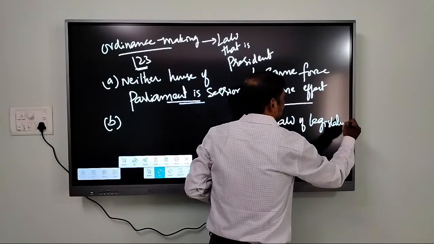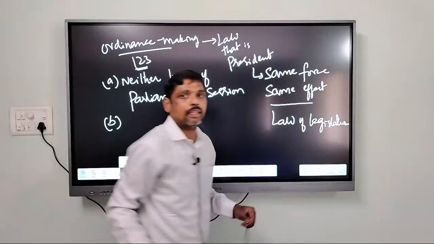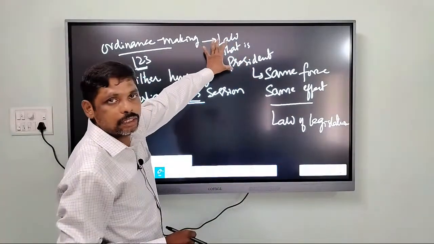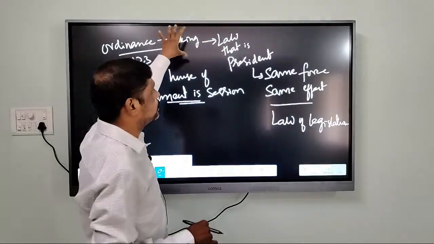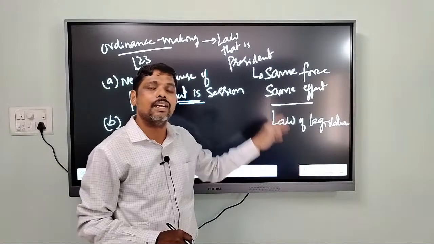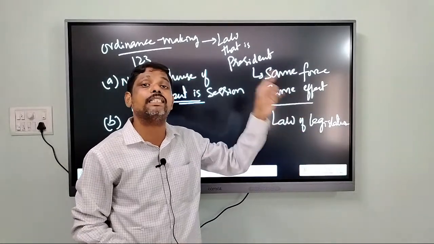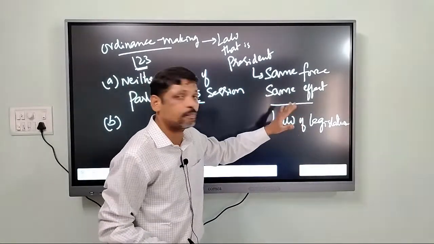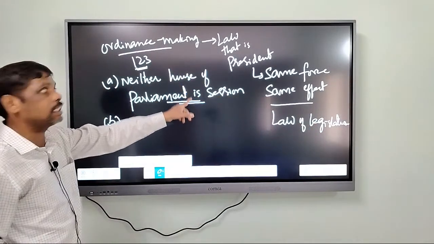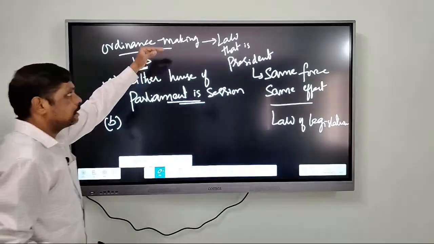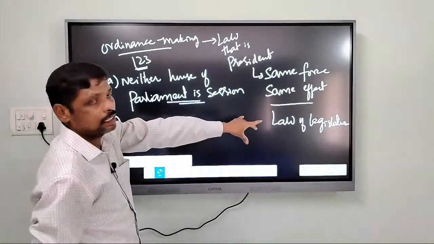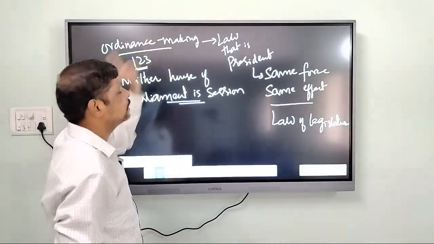That is, the power that a law made by Parliament has, the same power an ordinance issued by the President has. So ordinance has same power as that of law of legislature. And in fact, we can see ordinance as a substitute of law of parliament, right? Because when the parliament is not in session, this ordinance is issued. That means the ordinance that is issued has same force as law of legislature. So we can call it as substitute.